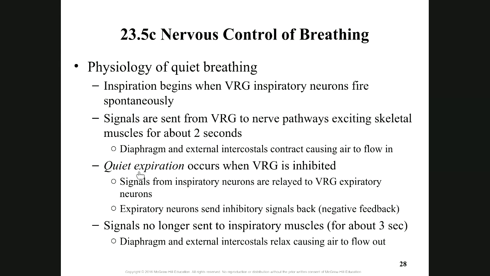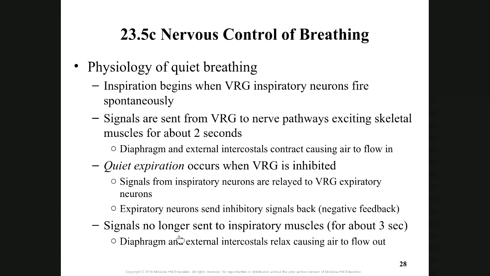The quiet expiration occurs when our VRG is inhibited. You need to know that your quiet expiration is a passive process. It's not active. When we don't have any signal from the VRG, our diaphragm goes back. And for quiet expiration, we don't actually need contraction of the internal intercostal muscles. Just the diaphragm goes up, it decreases the size of our chest and the air can go out. But when we want to do forceful exhalation, then we need to stimulate some parts of our brainstem to do forceful exhalation.